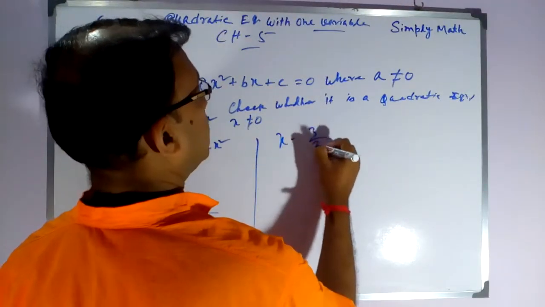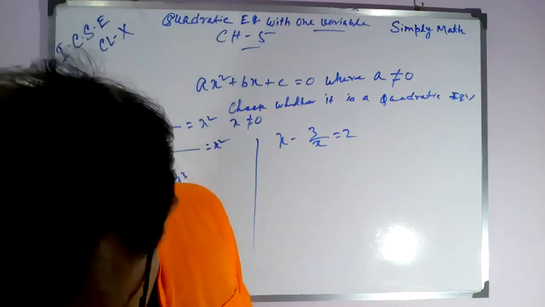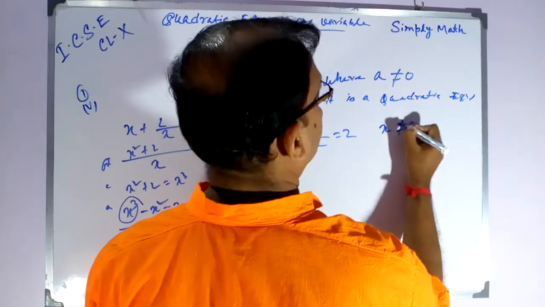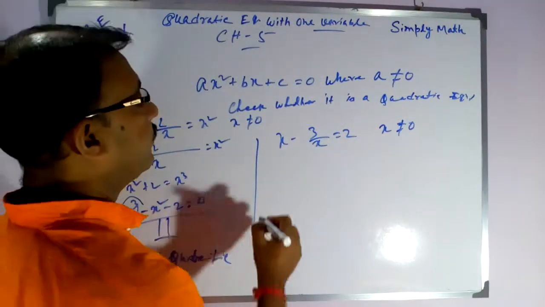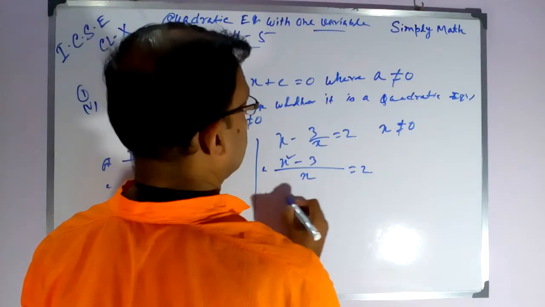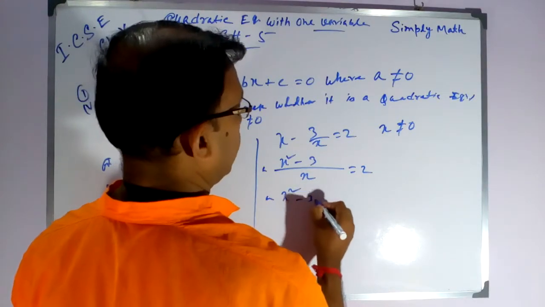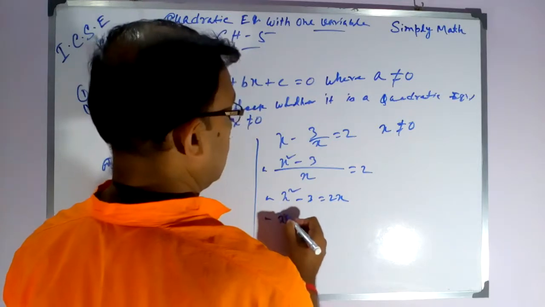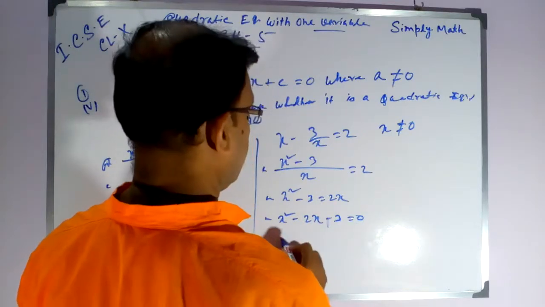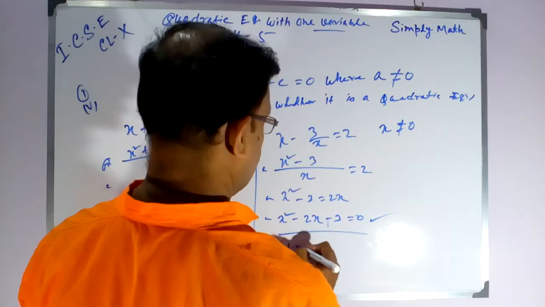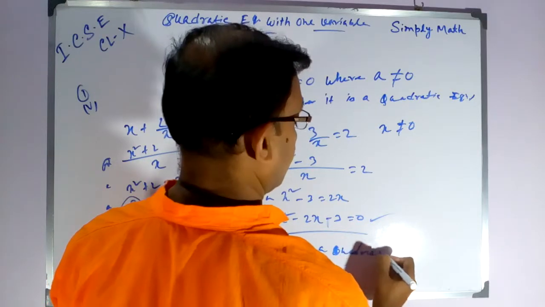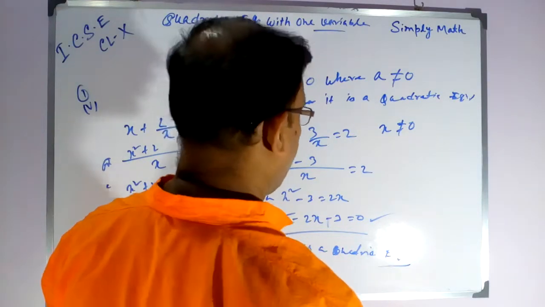Take another example. x minus 3 by x is equal to 2. x cannot be 0, or x square minus 3 is equal to 2x, or x square minus 2x minus 3 is equal to 0. Therefore, it is a quadratic equation. Why is it a quadratic equation?